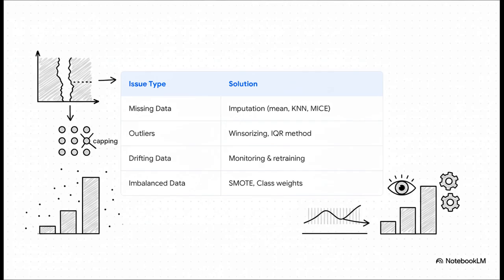The key here is to be proactive. This is just a sample, but for most common data problems, there are well-known solutions. Got missing data? You can use smart ways to fill it in. Got crazy outliers? There are techniques to handle them. And for that sneaky problem of data drift, where user behavior just slowly changes over time, that's what monitoring and retraining is for. You have to anticipate these issues before they poison your results.